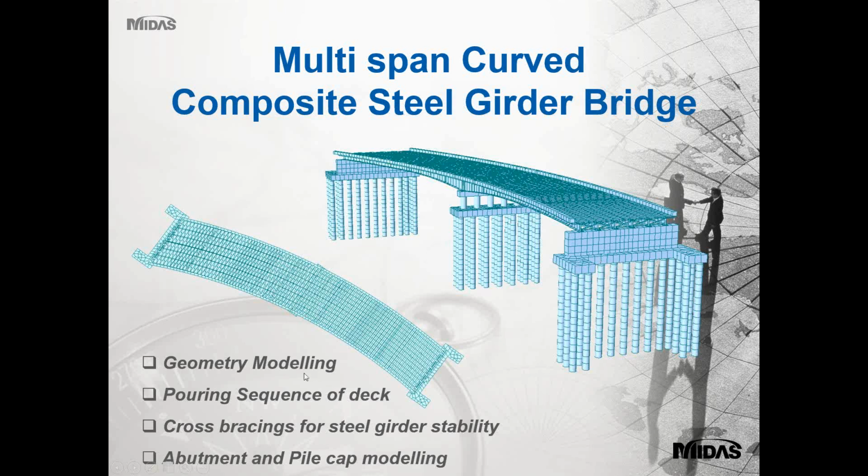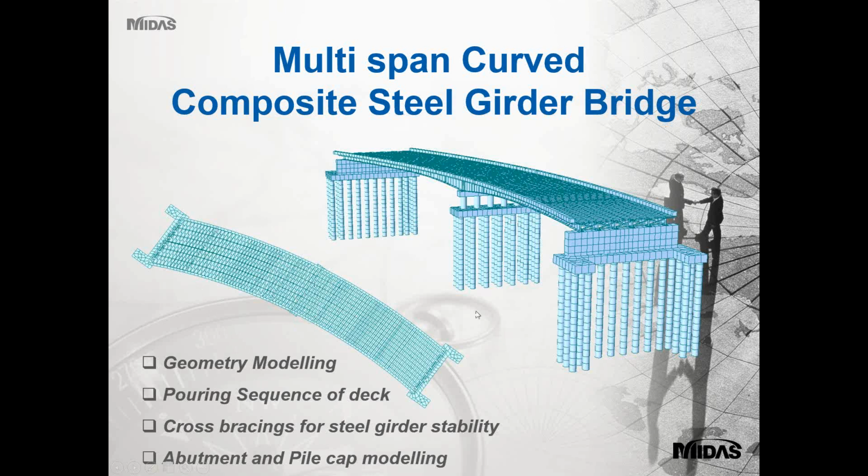So the important parts for a curved bridge is, first of all, the modeling of this bridge. If you're doing a grillage model, then how to model the curve, the horizontal curve, and how to automatically or quickly consider the transverse members instead of drawing each and every one of them by hand or in AutoCAD. That is the first part.